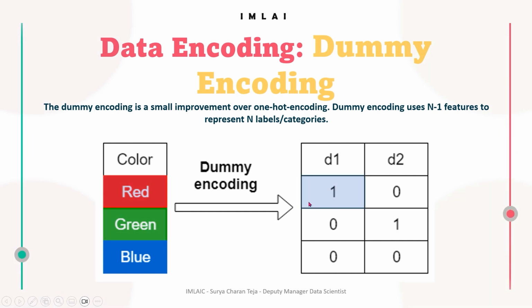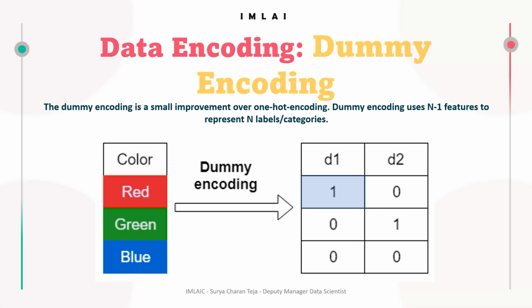If the value of that color variable is red, then d1 is 1 and the other one is 0. If it is green, d1 would be 0 and d2 would be 1. If it is blue, neither d1 nor d2 is 1, so you will have 0 0. This kind of encoding is called dummy encoding. I hope you got it. By and large, the same rules and methods used for one hot encoding can be used here also.